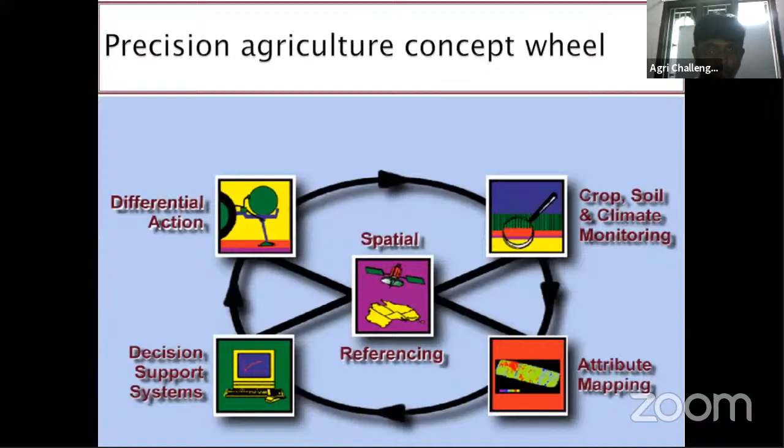Here we stopped, and we will continue from here. Decision support system, then differential action. There is a difference in requirements, so we also go for differential action. Crop and soil climate monitoring, attribute mapping, decision support system, and differential action are all components of precision farming. With the help of GPS, GIS, and remote sensing, we will go for spatial referencing.